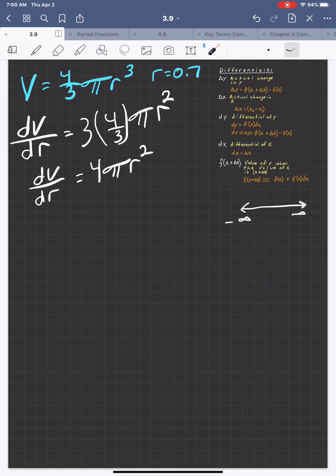Now let's use this Leibniz notation to bring the dr to the other side, and we'll have solved for dV. So in this case, dV, the differential, is going to be equal to 4 multiplied by pi multiplied by r squared multiplied by dr. Now let's agree that I know what to plug in for r. We got 0.7. But what about dr? Well, if you recall, we were told that the measurement of the radius was good to within 0.01 inch. So that is going to be dr.